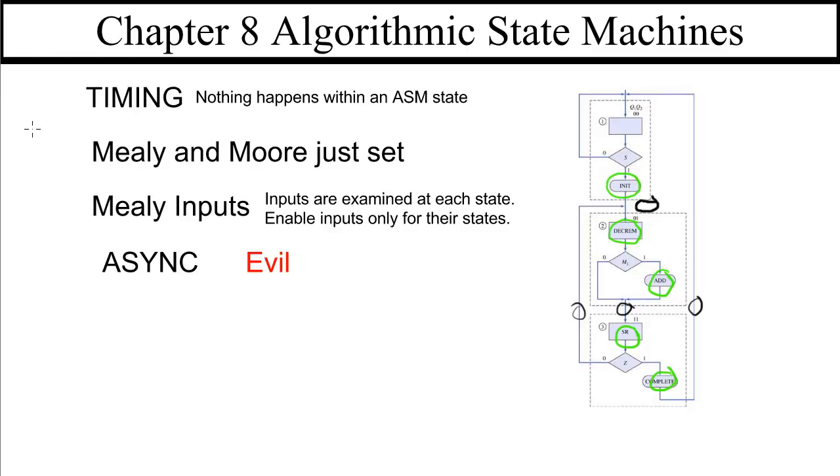So the Mealy inputs are S, and they have to be locked into these algorithmic states. Otherwise, Z starts getting looked at right here and influencing things. Async is evil. Async actually causes things to happen inside these algorithmic states. Now we're going to go through the process of turning this algorithmic state machine into a circuit. The steps are similar to a finite state machine. In some ways, even simpler.